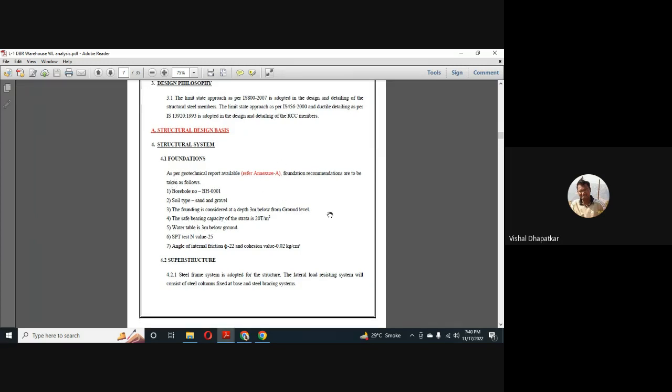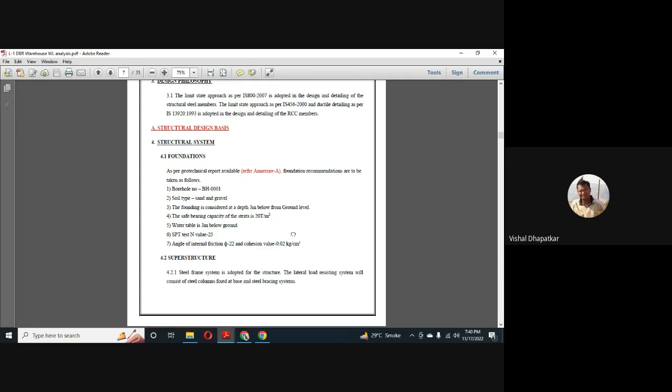So these are the foundation data. This is typical, like borehole and what type of soil it is, what founding depth we have considered, how much is the bearing capacity, is there any water table. All these values you can get from any geotechnical report. Whenever you work on any project, there will be a geotechnical report from where you can get all this data. Then superstructure is of steel frame.